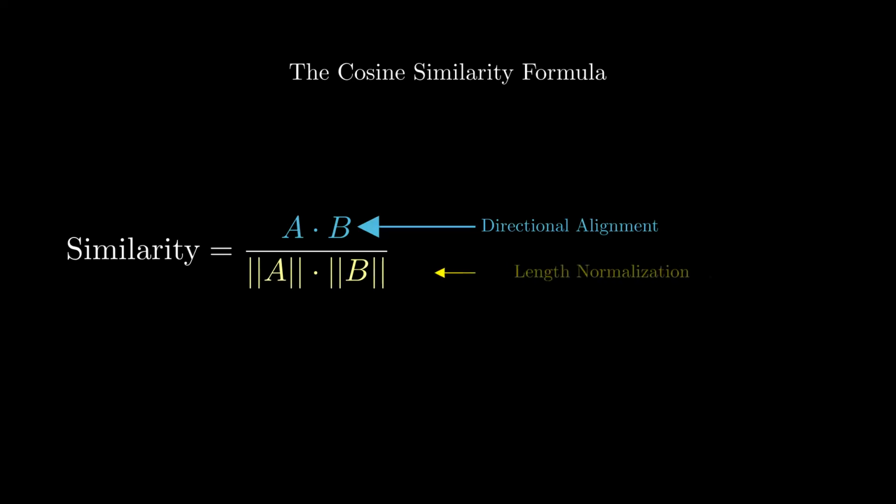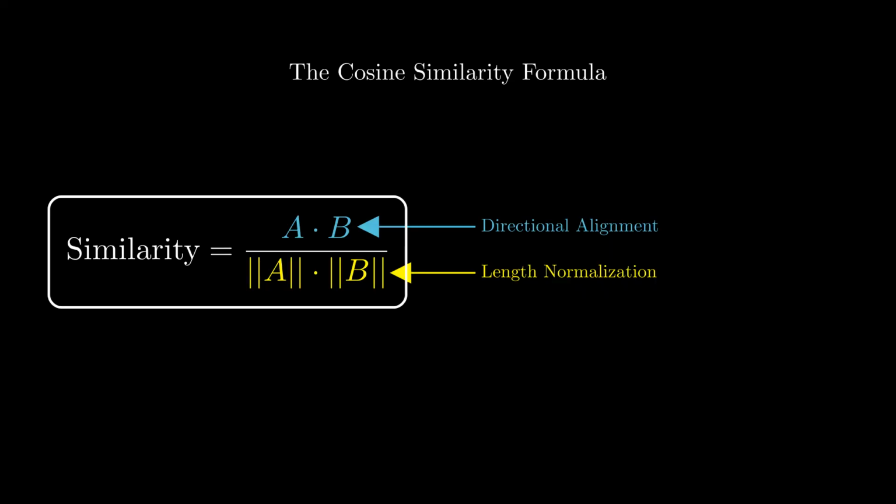To fix this, we look at the denominator. Here, we multiply the magnitudes, or lengths, of the two vectors. By dividing the dot product by these lengths, we perform length normalization. This essentially shrinks all vectors to a unit length of 1. By removing the influence of magnitude, the only thing left is the angle between them. The result is the cosine of that angle, a pure measure of semantic similarity ranging from -1 to 1.